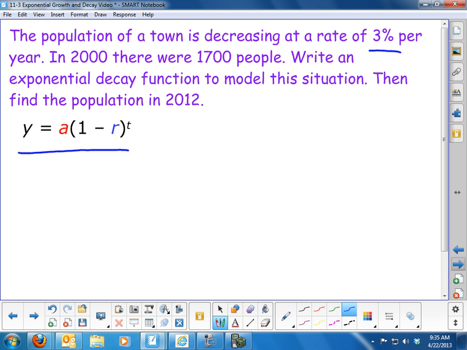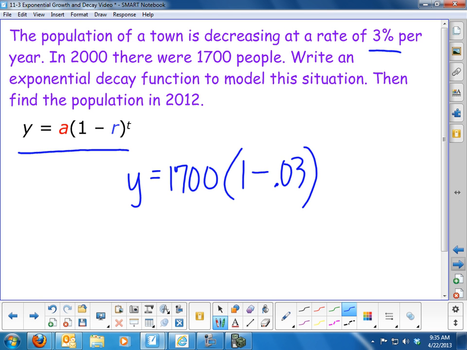Now, it says in 2000, the initial population, so that's our a, the starting population, was 1,700. So that's going to be where a is. And then I'm going to write 1 minus my rate as a decimal. 3% as a decimal is 0.03. And my time, well, we want to know the population in 2012. So that would be 12 years.